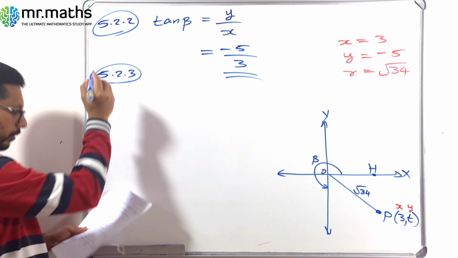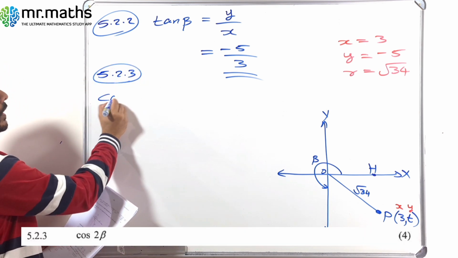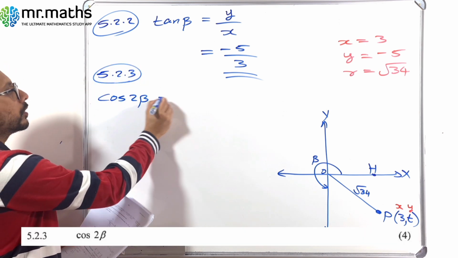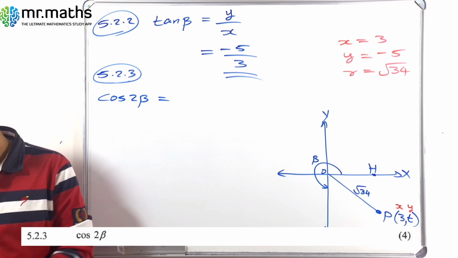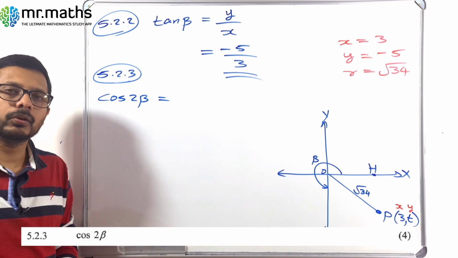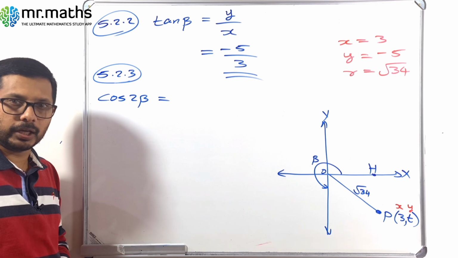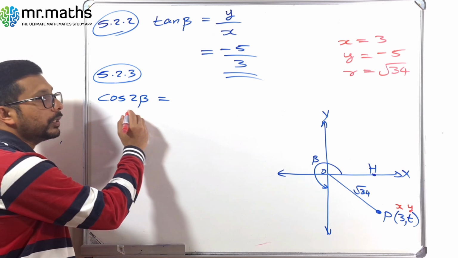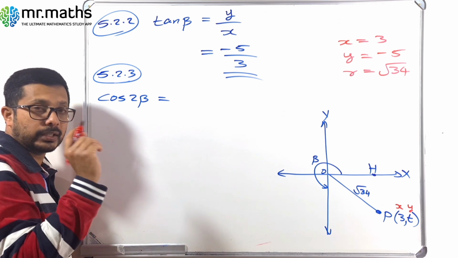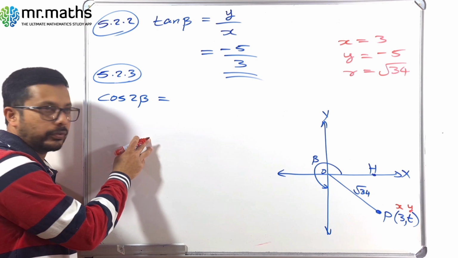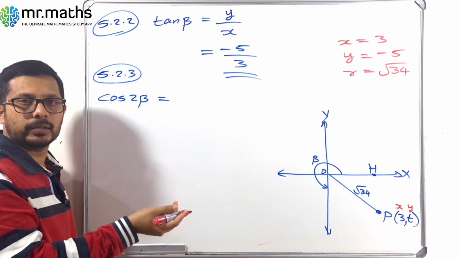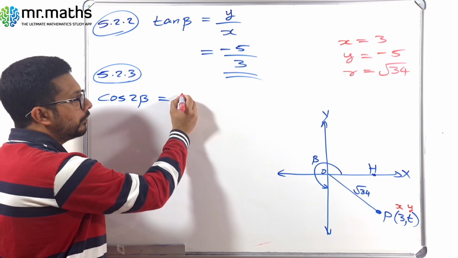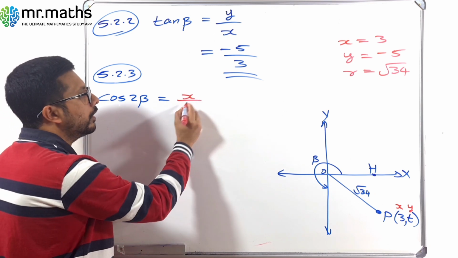5.2.3. What is that question? Cos 2 beta. So with this type of question you must be careful. Cos means adjacent side by hypotenuse, am I right? Don't write it now, I'm going to write a wrong thing first. Cos means by definition adjacent side by hypotenuse. Adjacent side we represent with the x by r.